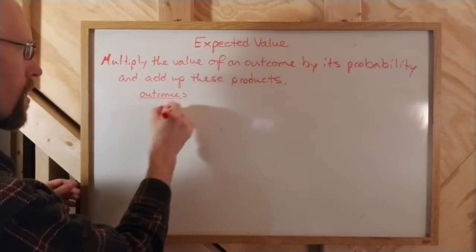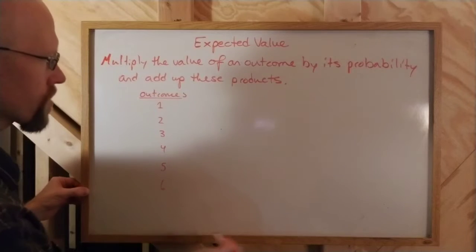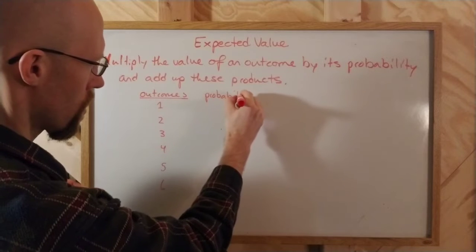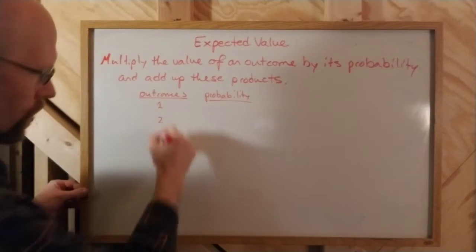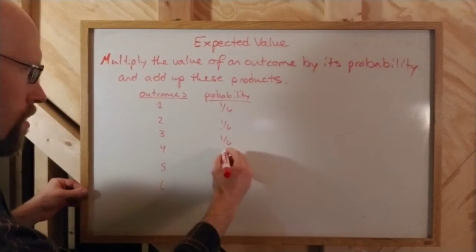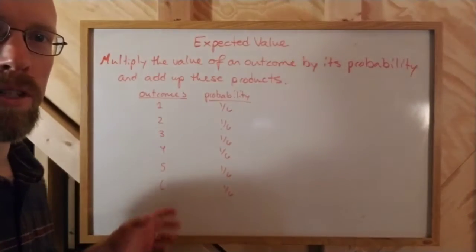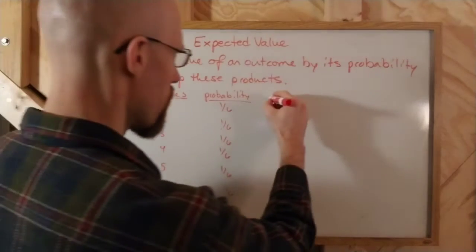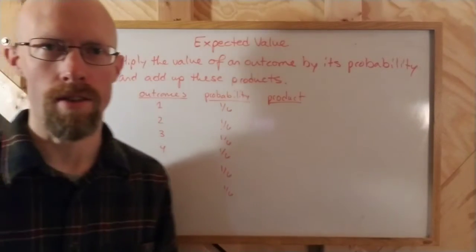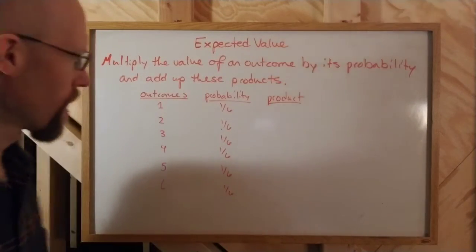You take the outcomes, 1, 2, 3, 4, 5, and 6, put them in a column, and multiply them by their probabilities, which go in another column. Each of these has a 1/6 probability. Then their product goes in another column. A lot of times we use tables to organize our thoughts on expected values. That way you can match things up appropriately and you don't miss something.